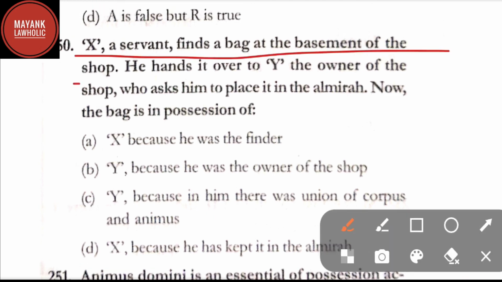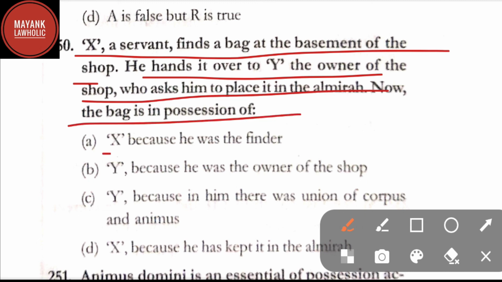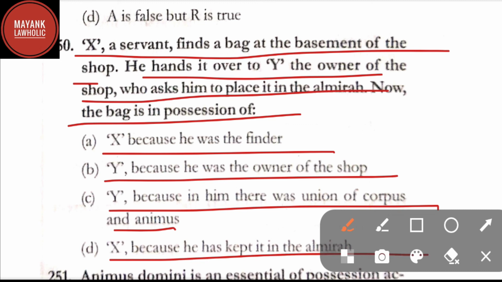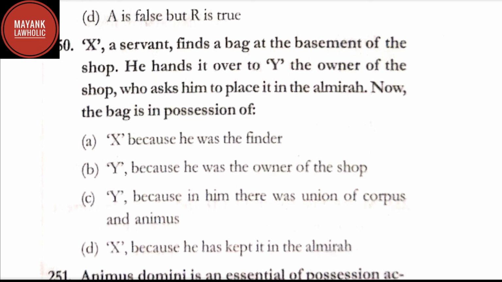Now let us proceed to question number 250. X, a servant, finds a bag at the basement of the shop. He hands it over to Y, the owner of the shop, who asks him to place it in the almirah. Now the bag is in the possession of: option A, X, because he was the finder; option B, Y, because he was the owner of the shop; option C, Y, because in him there was a union of corpus and animus; and option D, X, because he has kept it in the almirah. Now in question number 250, the correct answer will be option C, that is Y, because in him there was a union of corpus and animus.